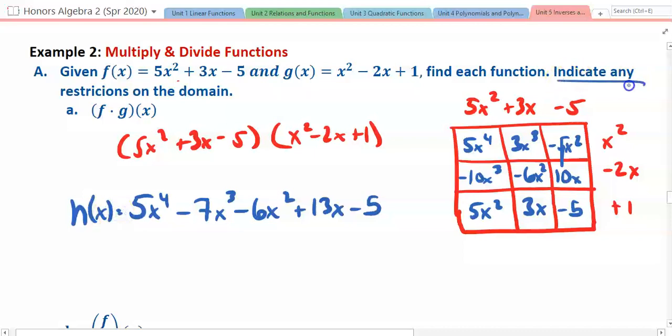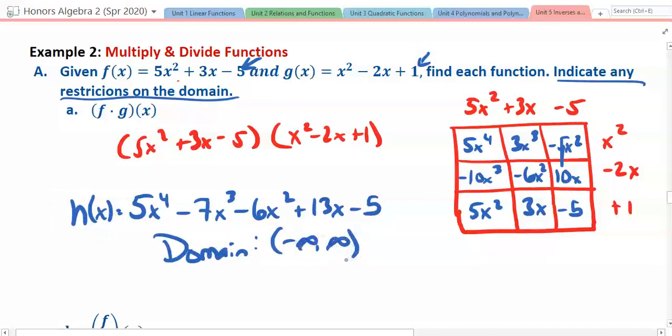Now, the question says indicate any restrictions on the domain. Those restrictions come back with the statement we said before. I go with what I have for both functions. Well, what was the domain of this first function? It's a quadratic, so it's all real numbers. And this is a quadratic, so what's the domain of that one? It's again all real numbers. And so my domain of h of x is from negative infinity to positive infinity. It's all real numbers because both functions could be all real numbers.